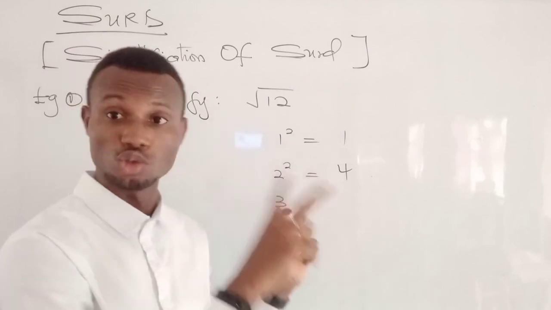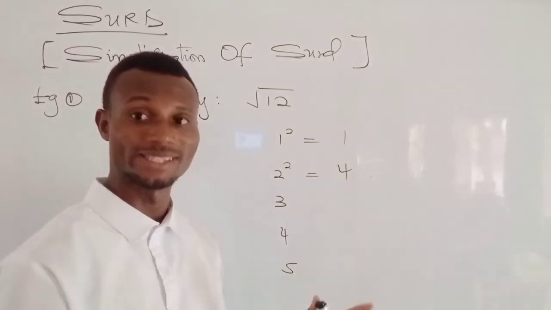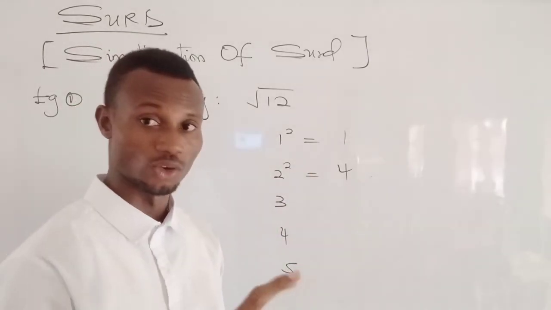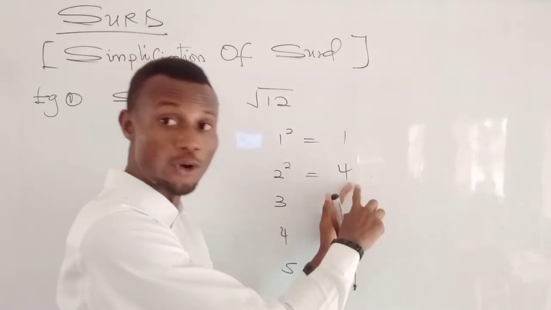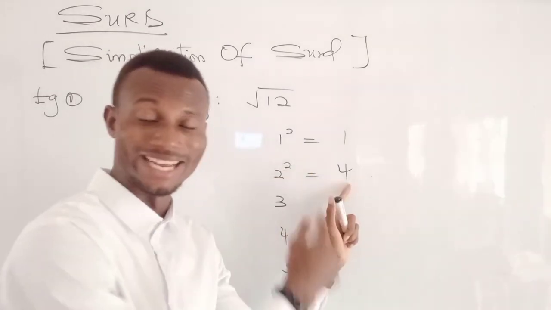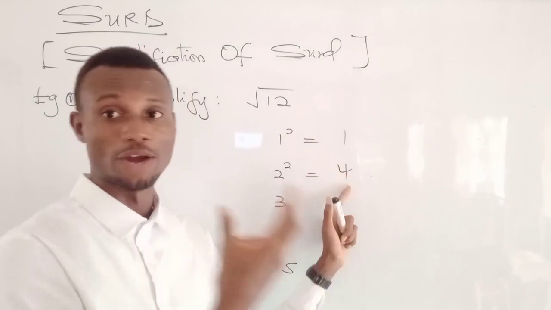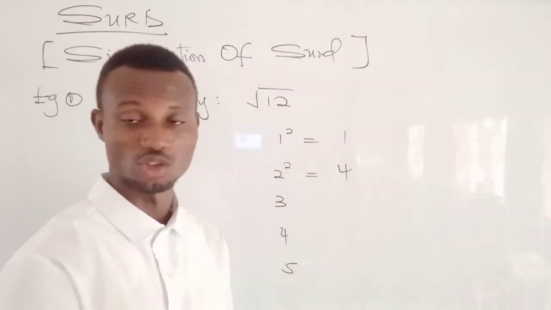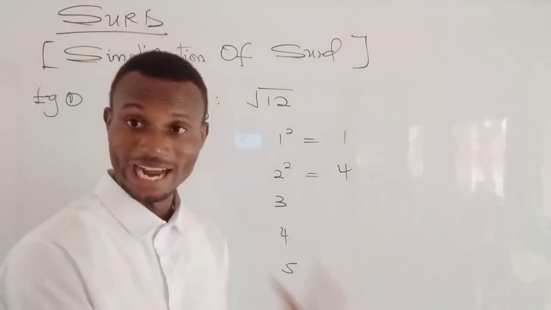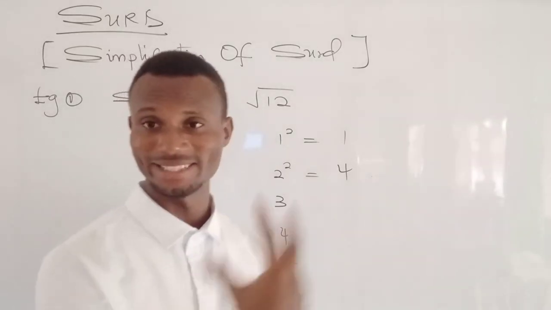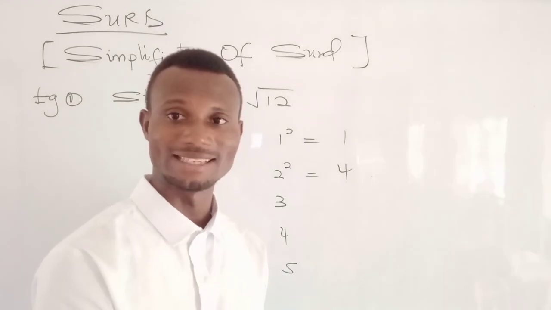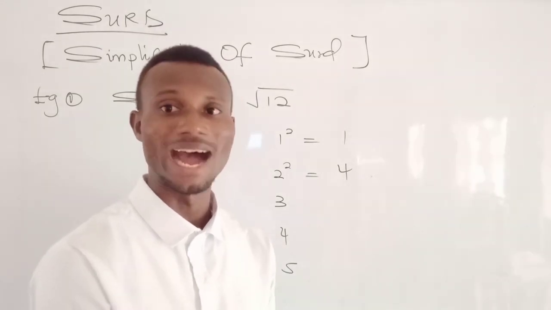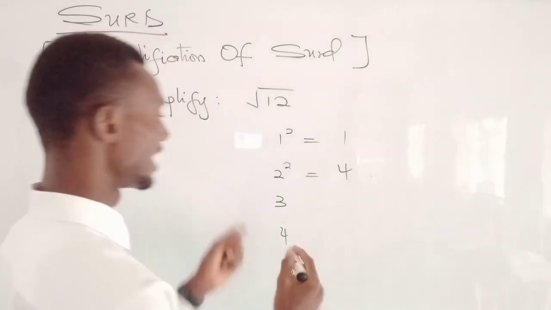Now 2 squared means 2 times 2, so 2 similar numbers multiplying themselves. 2 times 2 gives 4, so that 4 is a perfect square. The result of multiplying any 2 similar numbers is what gives a perfect square. In other words, when you square any integer, the result or the answer is what is referred to as a perfect square.